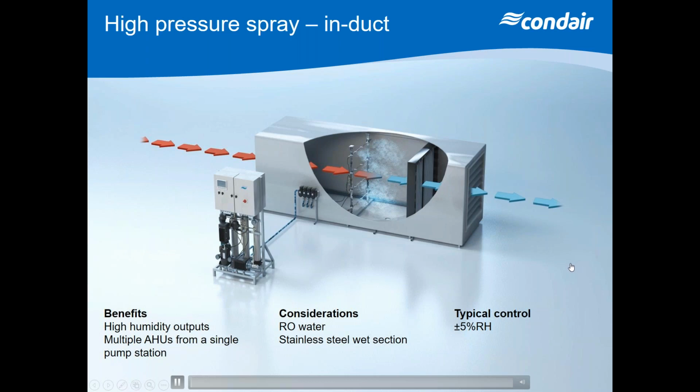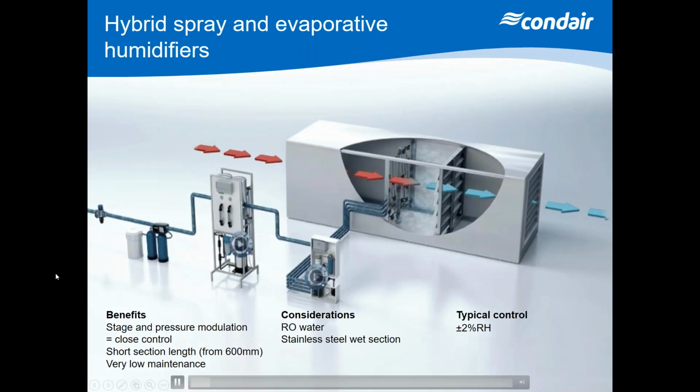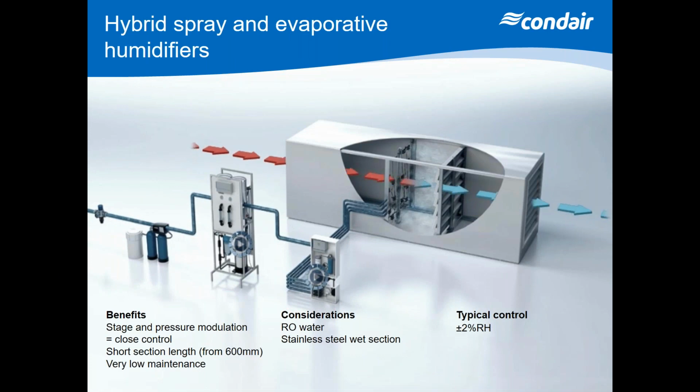But if you want better controllability than that, and you want to reduce the wastage that you get on a blade eliminator, then you use a system that utilizes both types of technology. You use a hybrid system. And with a hybrid system, again, you're spraying water in its liquid state into the airflow, so we need to use reverse osmosis treated water.